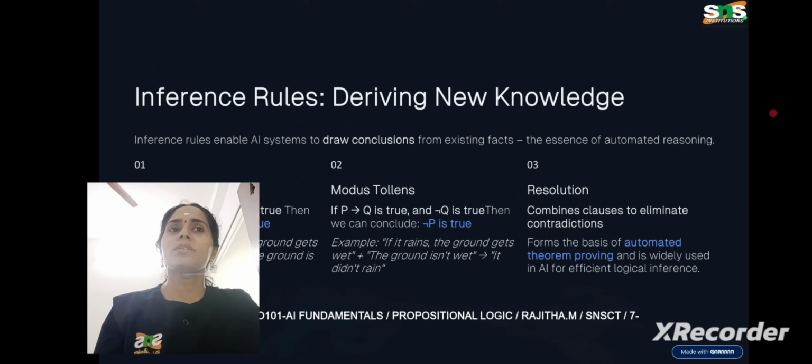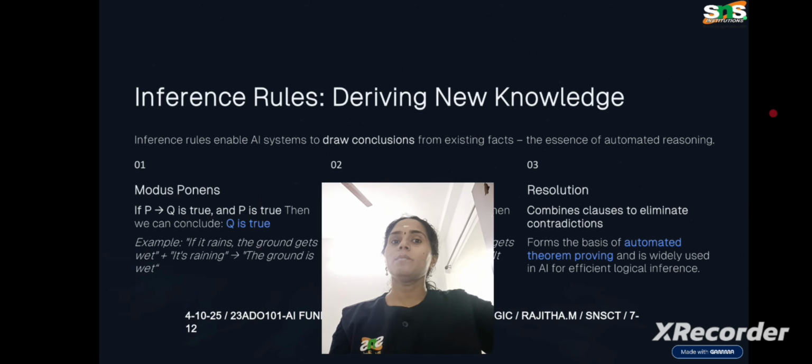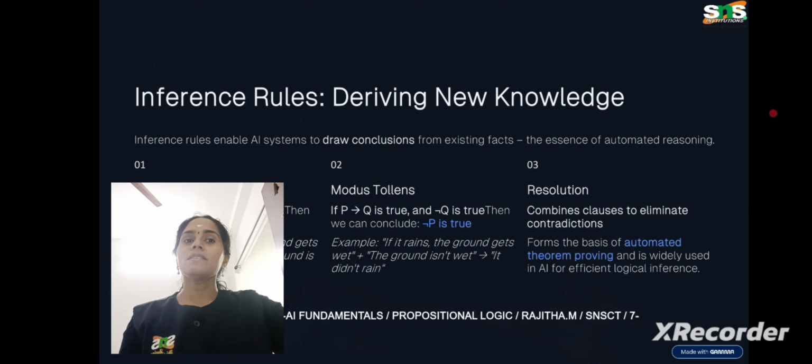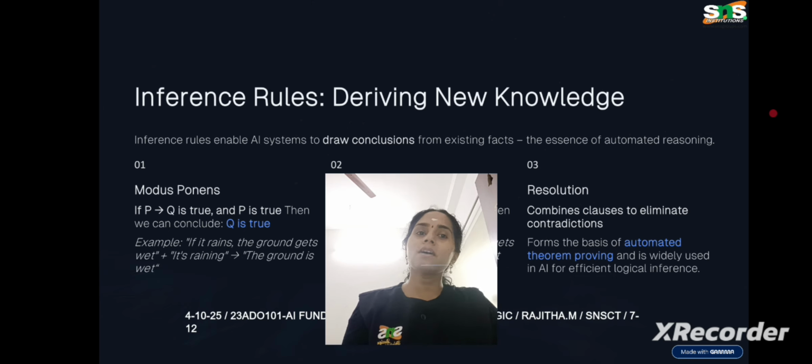And the next is inference rules, deriving new knowledge. Inference rules allow AI to draw new conclusions from what it already knows. The three main rules are modus ponens, modus tollens, and resolution. Modus ponens is: if P then Q, and P is true, then we conclude Q. For example, if it rains, the ground is wet. Plus, it is raining, which implies the ground is wet.